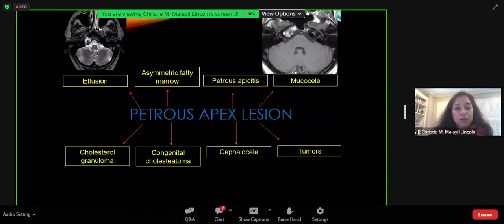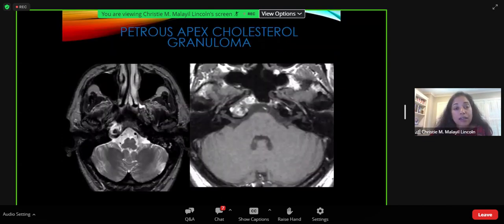So when we think about it, we have this laundry list of differential diagnosis, which goes from effusion, asymmetric fatty marrow, petrous apicitis, mucocele, cholesterol granuloma, congenital cholesteatoma, cephalocele, and tumors. So basically, this patient actually had a cholesterol granuloma. These are called chocolate cysts of the ear, or blue dome cysts. They're a special type of middle ear granulation tissue that's prone to bleeding and frequently cause hemotympanum. They are the most common cystic lesion of the petrous apex.